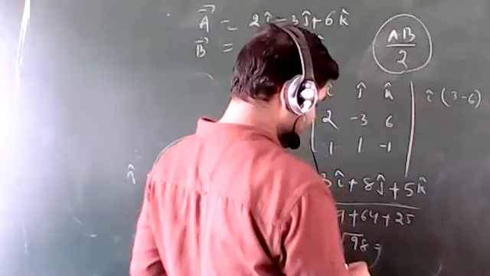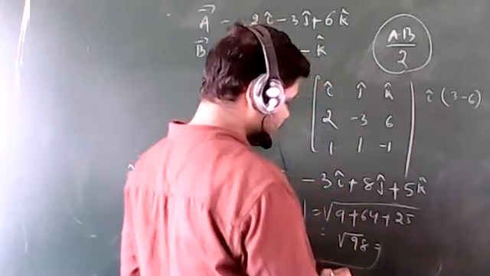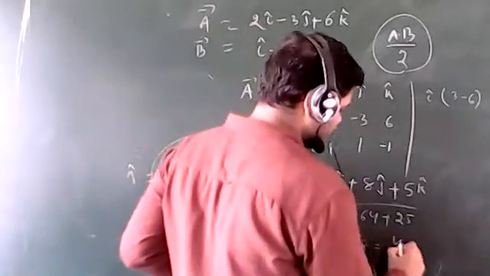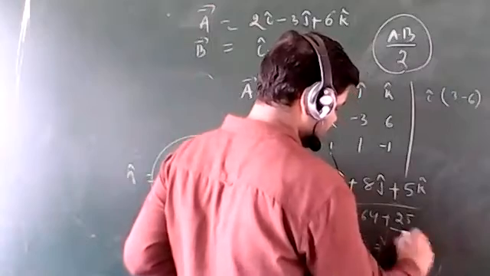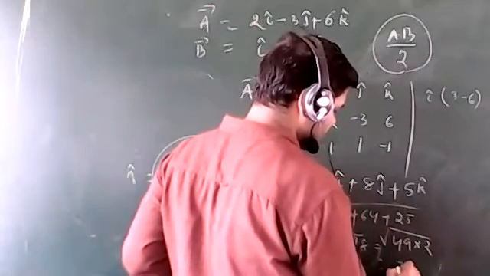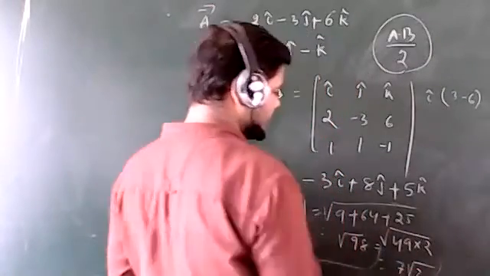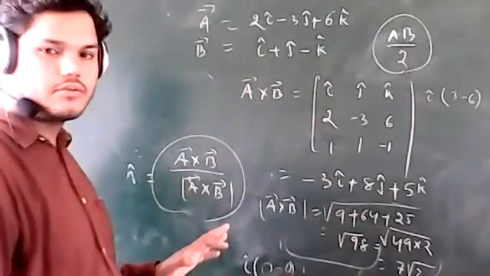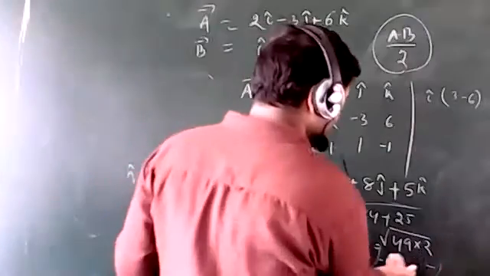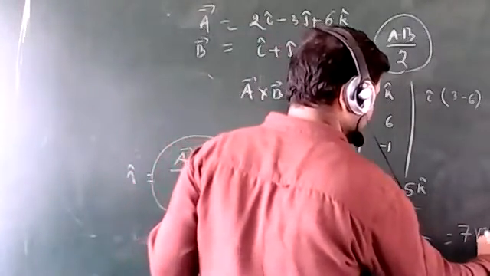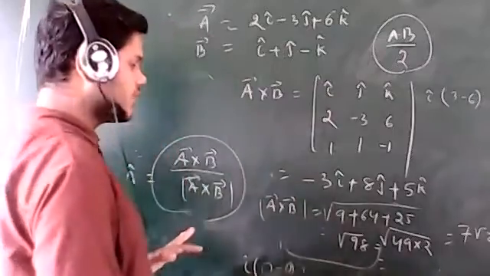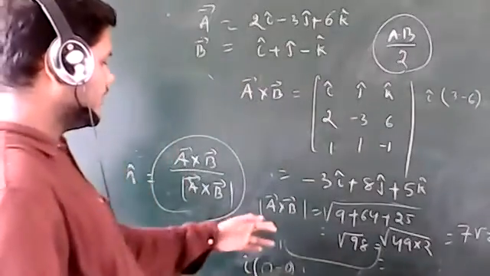You can write down. So 98, you can write 49 into 2. Yes or no? 49 into 2. That will be root 7 into 2, that means 7 root 2. That will be the answer: 7 root 2. So 7 root 2 will be the answer for the magnitude of A cross B.